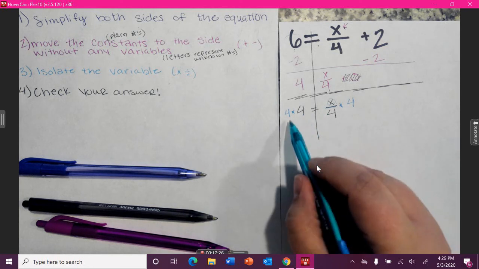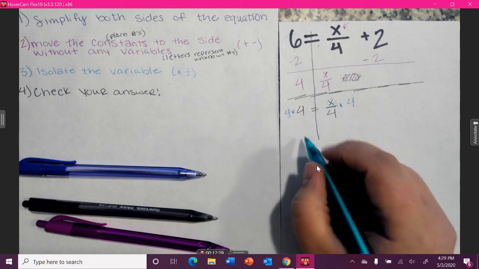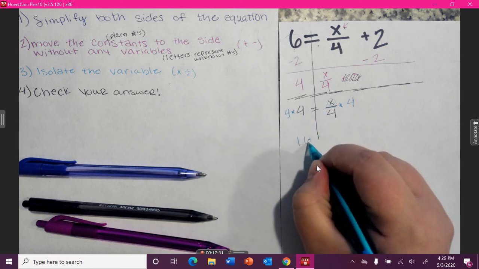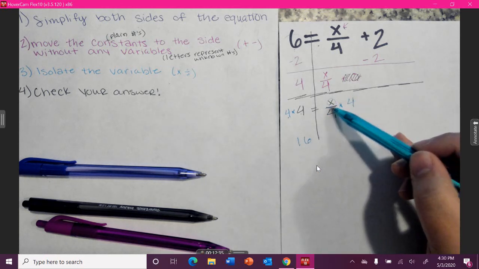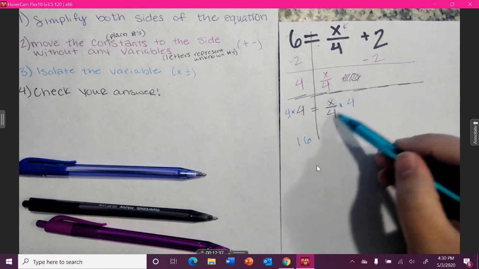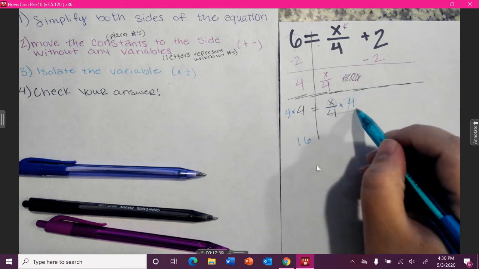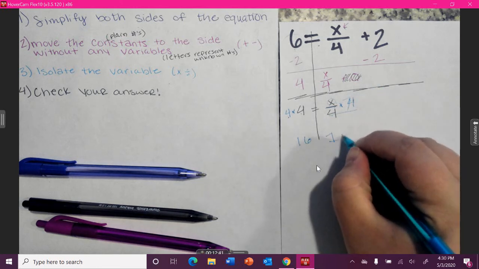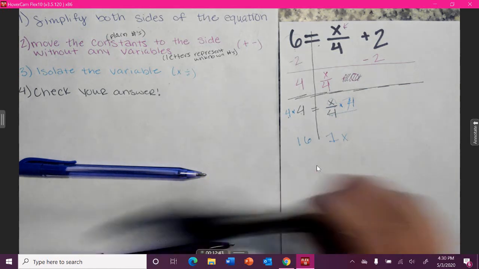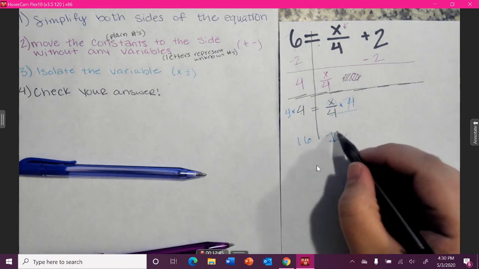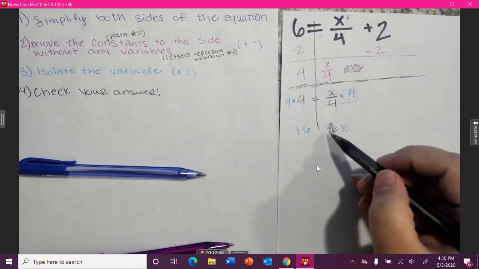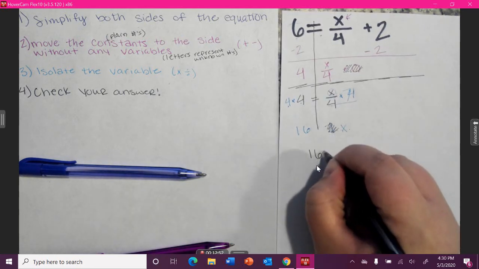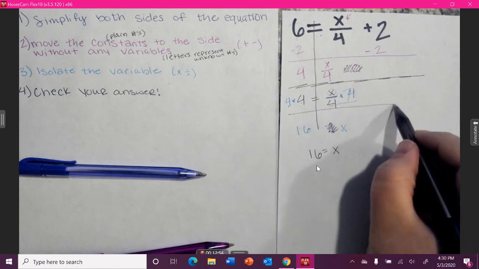Now what we're left with on the left side, 4 times 4 is 16. On the right side, x times 4, and then all divided by 4. 4 divided by 4 makes 1. So I'll have 1 times x. This is 1 times x, but when I multiply by 1, the value of a number doesn't change, so I don't really have to write the 1, which means 16 is equal to x.